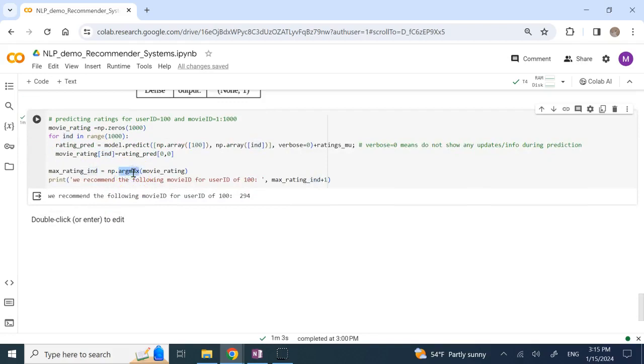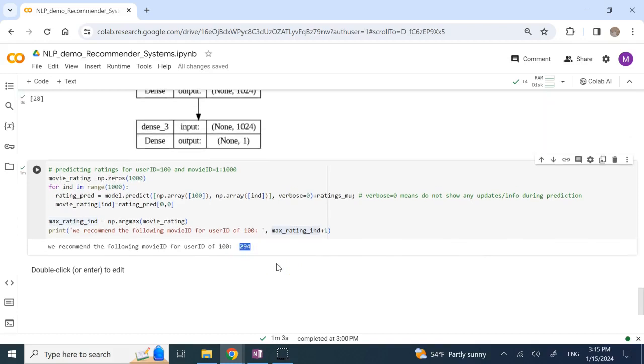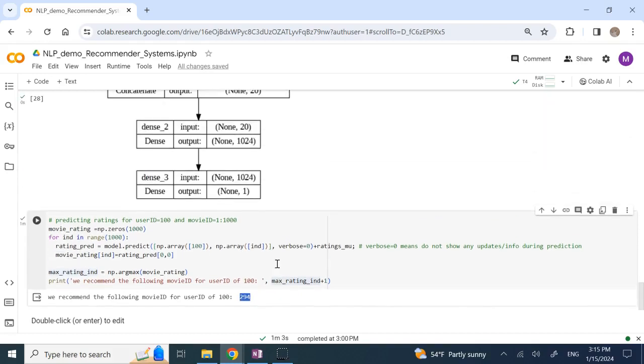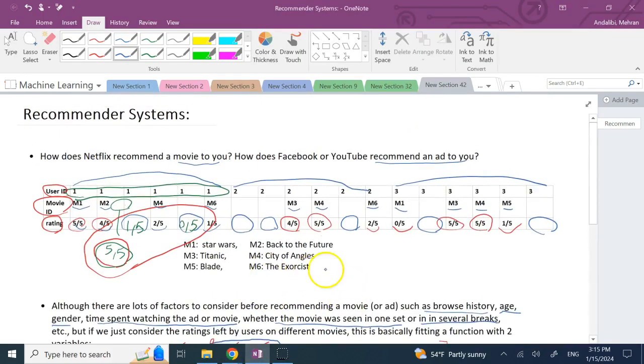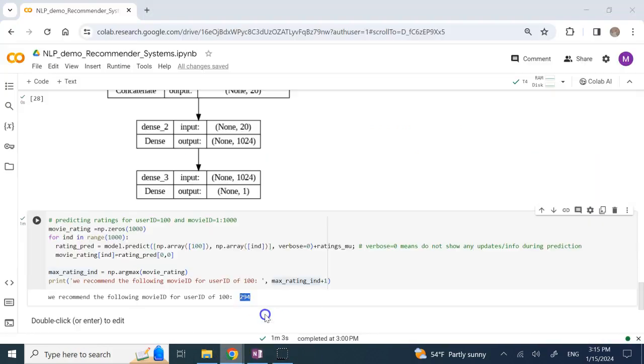Then finally, we look at which one is the maximum with argmax, and then we say, hey, give me that argmax. And here you see that if person 100 has to watch a movie, the ID of that movie is 294. That's what the network thinks this person would rate the highest. And so this is what the network is going to go look in the list, see which one is M294, and suggest that to you.